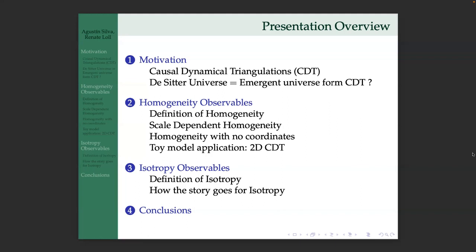If I have time, I will introduce how we build isotropy observables, but most of the talk will be dedicated to how we build homogeneity observables. And then, of course, at the end, I will state the conclusions and the forthcoming work.